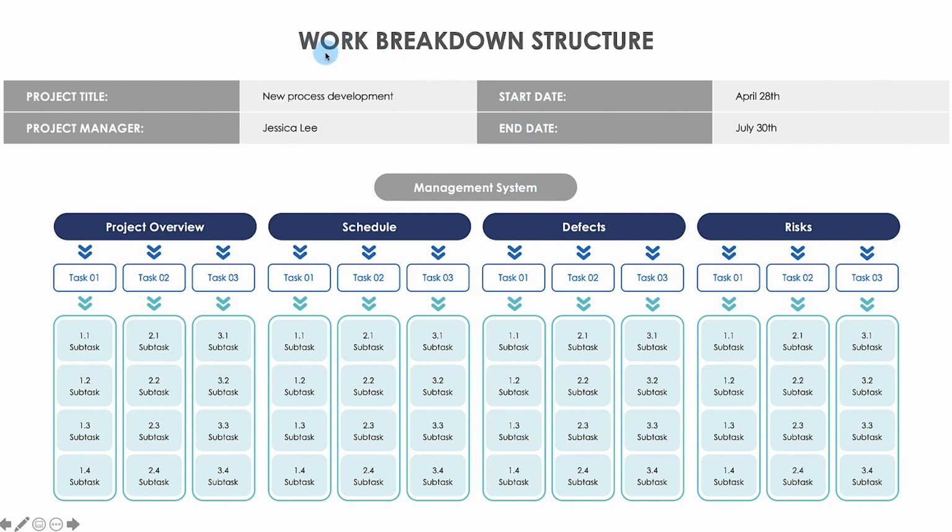And then here we have a combination of a table and tree diagram WBS. You can fill in the project basics at the top and then provide a more top-level view of the controls account, work packages, and corresponding activities.